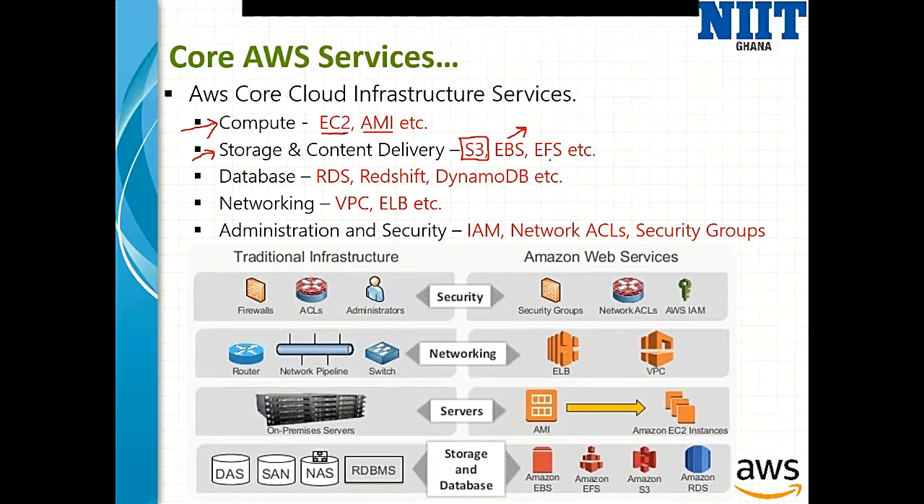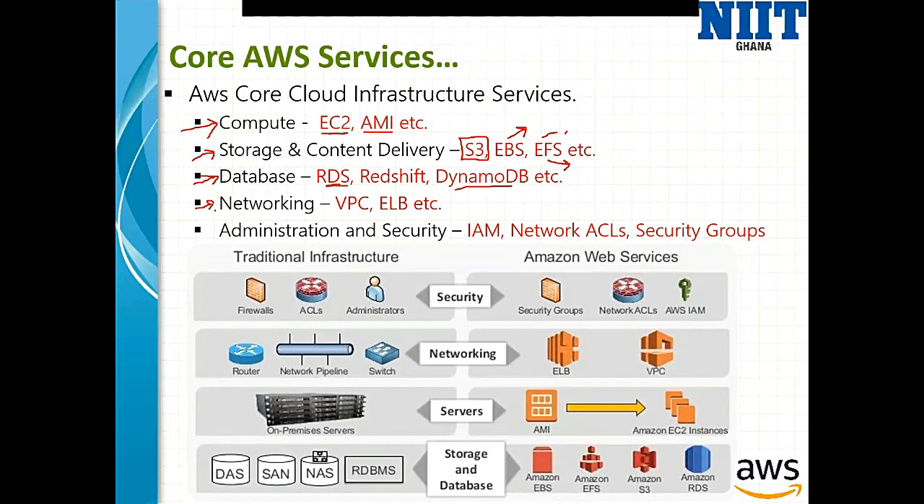EBS is block storage, and there is a file system like Elastic File System, EFS. These are all ways you can store data inside your cloud infrastructure. Databases, here you can see you have relational database services. So you have various industry standard databases like MySQL, MS SQL. These are all relational databases available. If you are thinking about NoSQL databases, you have DynamoDB, and you have Redshift for analytics services. So all kinds of database services are provided to you by Amazon.